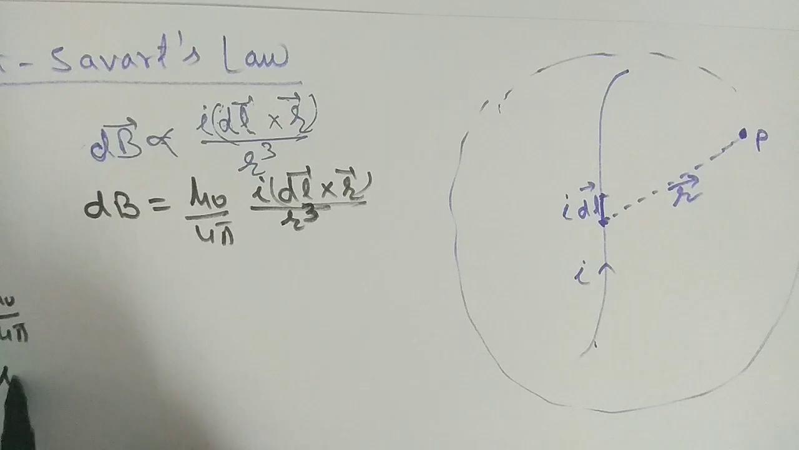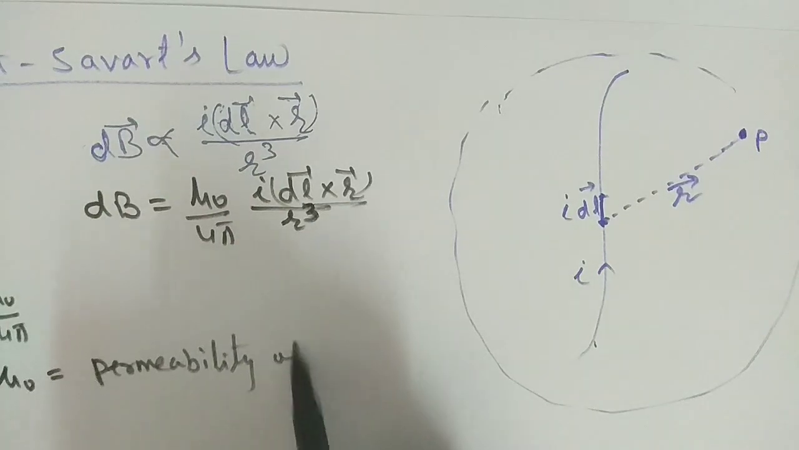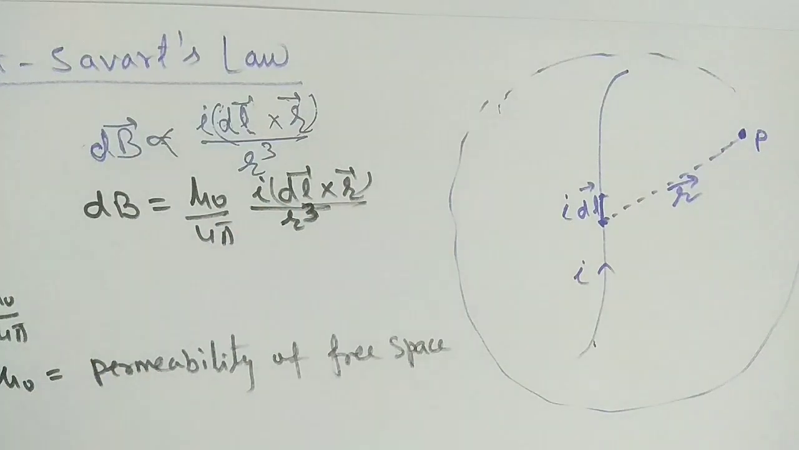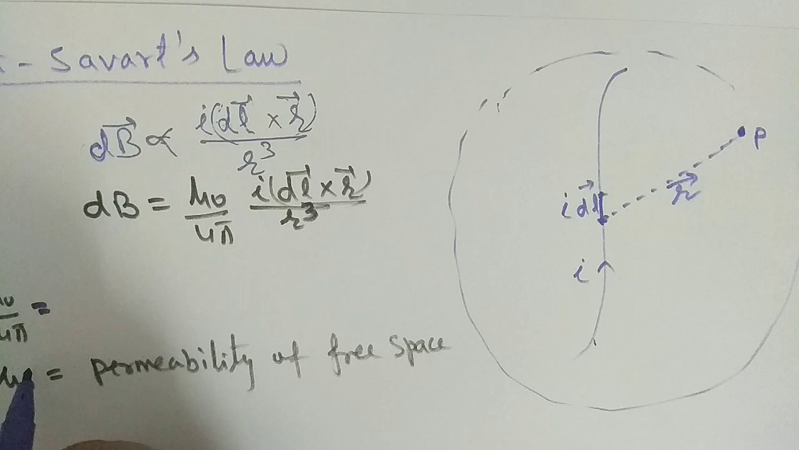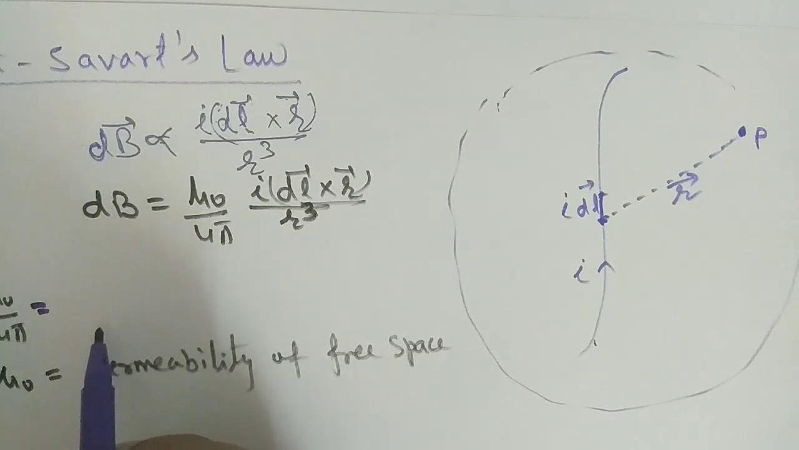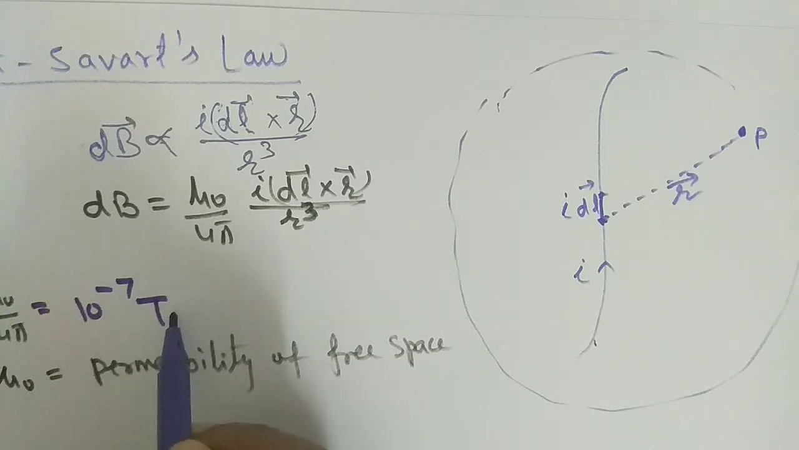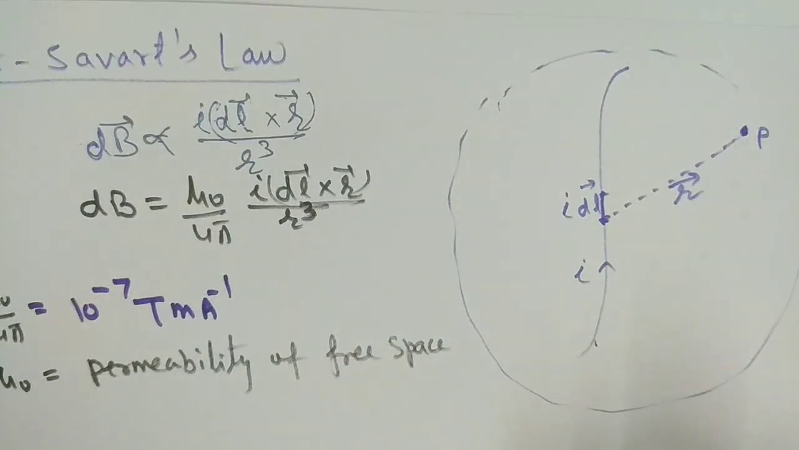Here mu naught upon 4 pi is a dimensionless proportionality constant, and mu naught is known as the permeability of free space. The value of mu naught upon 4 pi is always equal to 10 to the power minus 7, and I am writing the unit also, Tesla meter per ampere. You should know the unit of the magnetic field.